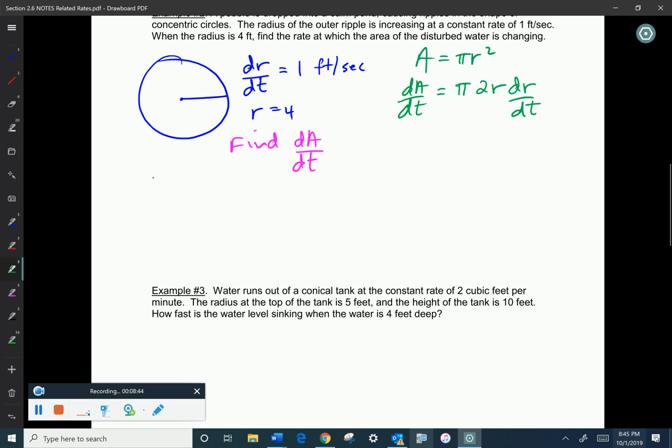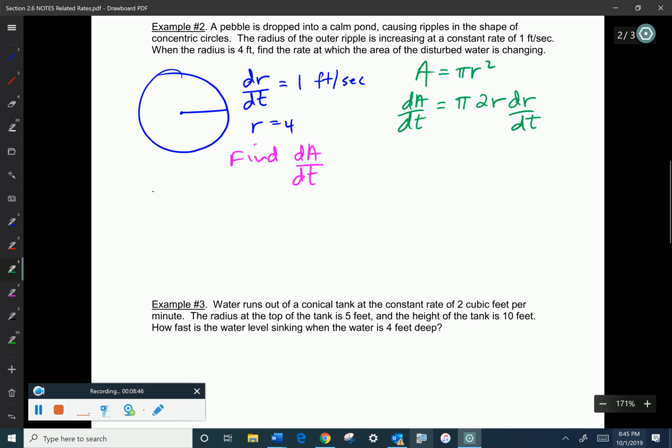Okay, I took the derivative, and now the question is, if I'm trying to find dA/dt, do I have everything else that I need? Well, dA/dt is going to equal 2 pi. r we know is 4. dr/dt we know is 1. So what are we going to have here? 8 pi, and usually they're going to want units. Since this is an area, I'm going to say it's square feet, and since it's a rate of change, it's per second.